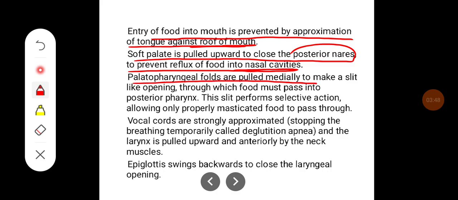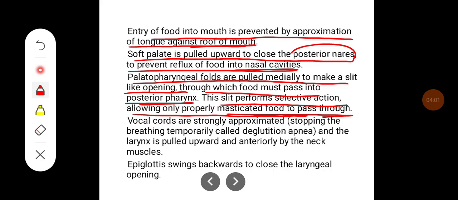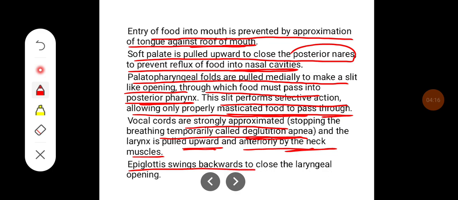Palatopharyngeal folds are pulled medially to make a slit-like opening through which the food must pass into the posterior pharynx. The slits perform a selective action, allowing only properly masticated food to pass through. Vocal cords are strongly approximated, stopping the breathing temporarily, which is called deglutition apnea, and the larynx is pulled upwards and anteriorly by the neck muscles. The epiglottis swings backward to close the laryngeal opening.